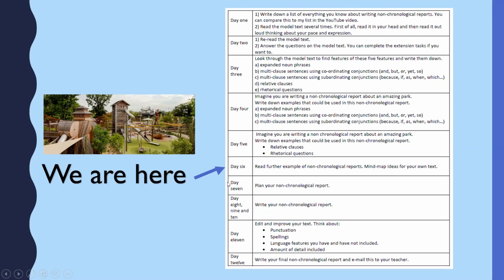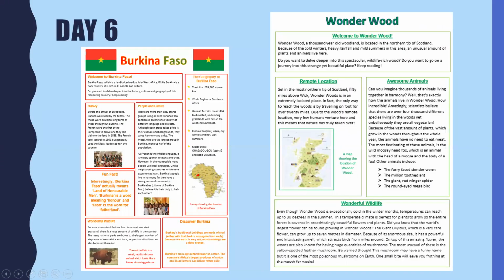Okay, so in this video we are going to look at day 6 and 7, which is reading other examples of reports and then planning your own. So the two non-chronological reports that I've sent you are this one on Burkina Faso and this one on Wonderwood, which year 6 should recognise from the end of last year. So they are your two non-chronological reports that I'd like to have a look at.